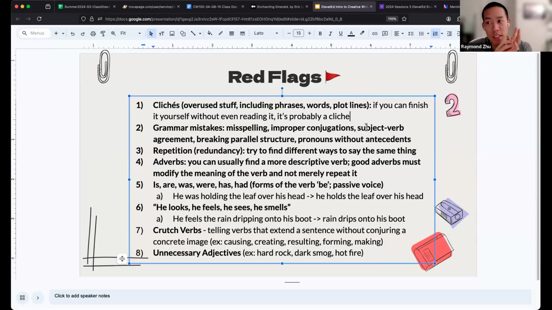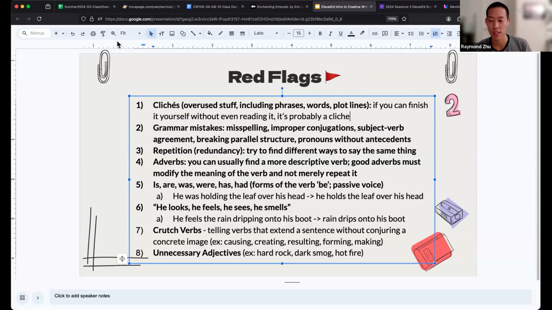Number 3 is repetition or redundancy. Try to find different ways to say the same thing. Don't just say the same words over and over. Like in the last homework, I got a lot of daughter. Either give them a name and then use a pronoun or find ways to talk about other things. Number 4 is adverbs. This is one that we covered heavily in the quiz, right? You can find a more descriptive verb sometimes, and good adverbs have to modify the meaning of the verb and not just repeat it. Number 5 is are, was, were, has, had. So forms of the verb be, which also signifies passive voice usually.